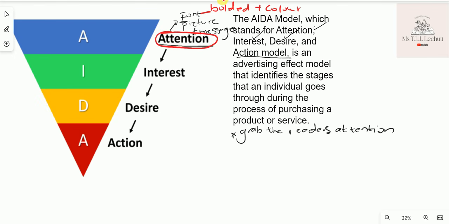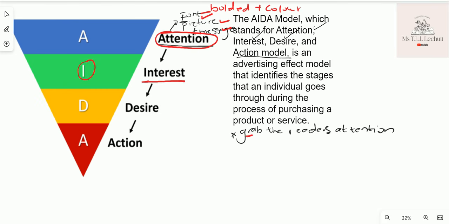So as and when you study an advert, you should be in a position to check how the advertiser successfully grabbed your attention. Is it by using the font size, the picture, or the message? Now, the second concept in the AIDA principle is interest.